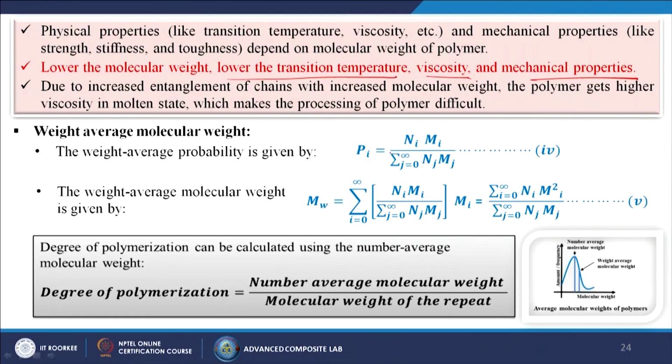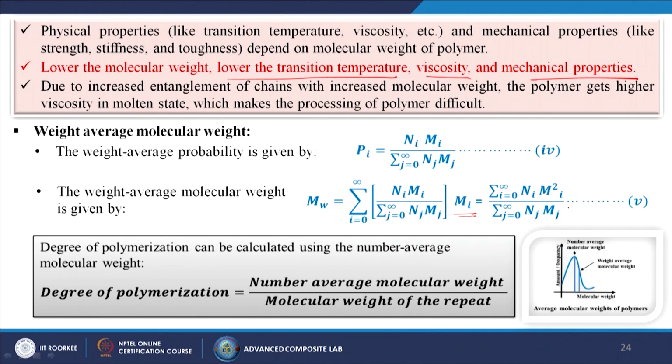Now, we are going to discuss the weight average molecular weight. The weight average probability is given by pi equal to Ni Mi by the summation over j from 0 to infinity of Nj Mj. The weight average molecular weight is given by Mw equal to the summation over i from 0 to infinity of Ni Mi by the summation over j from 0 to infinity of Nj Mj, into Mi, which is nothing but the summation over i from 0 to infinity of Ni Mi square by the summation over j from 0 to infinity of Nj Mj.